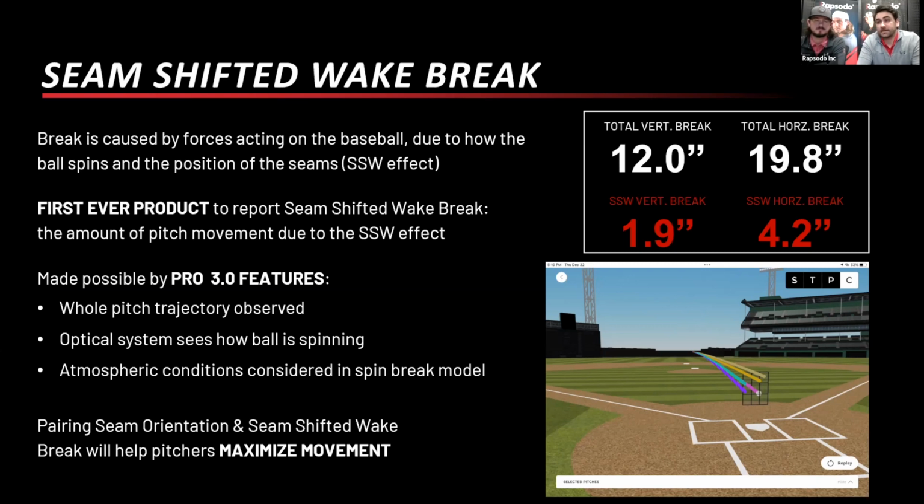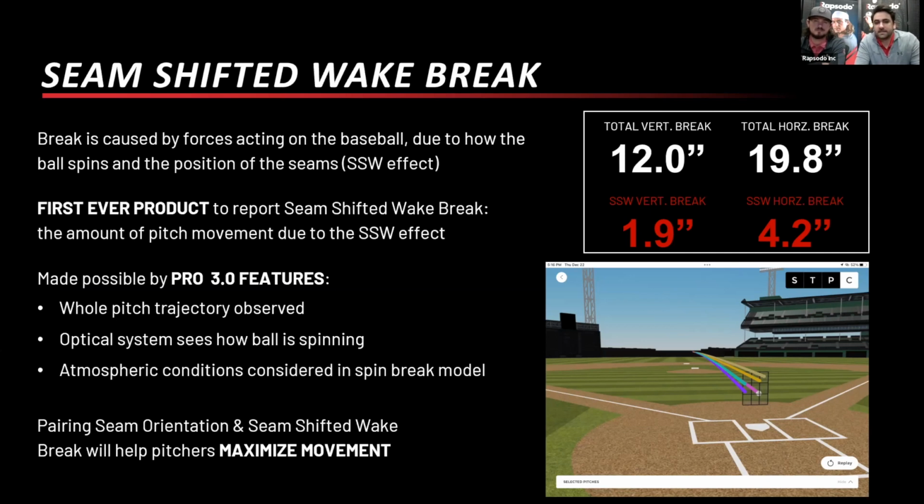Now we know that there are likely other things happening as well. For instance, if you are pitching outside, then wind could play a part. But we know a lot of pitch design sessions, for example, take place indoors in indoor cages. And so that difference then is attributed to the seam shifted wake effect.